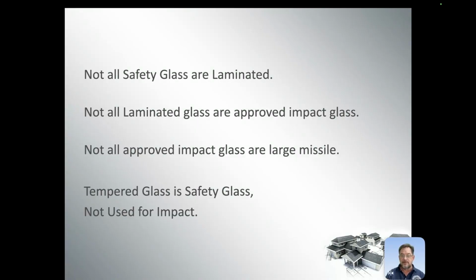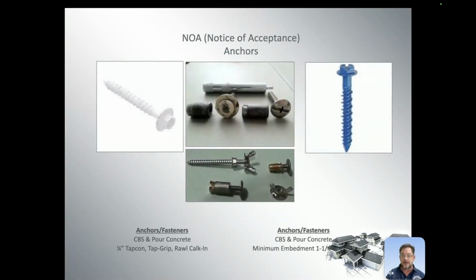But remember, not all safety glasses are laminated. Not all laminated glasses are approved for impact. And not all approved impact glasses are large missile. Tempered glass is a safety glass, not used for impact. That doesn't mean they wouldn't have another layer that's impact. I just want to point that out, because a lot of times people have asked questions about skylights specifically, and doors and windows, like, well, if it says tempered, it's not, but that doesn't mean the other layer isn't. So be careful with that.